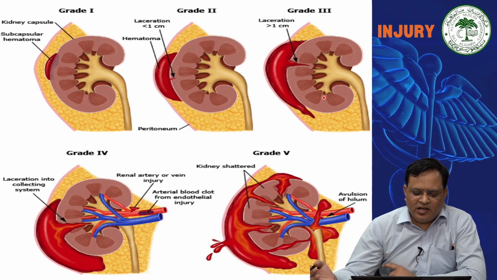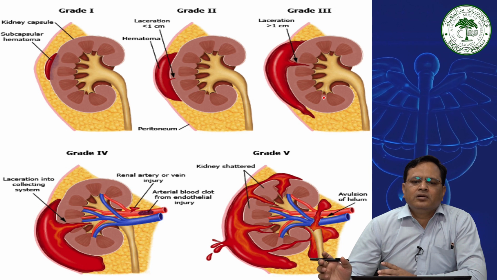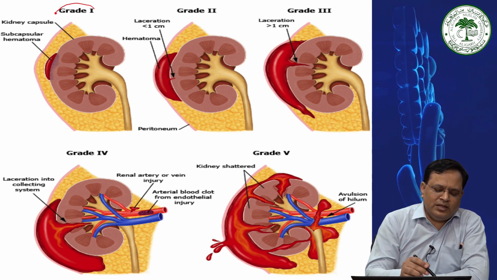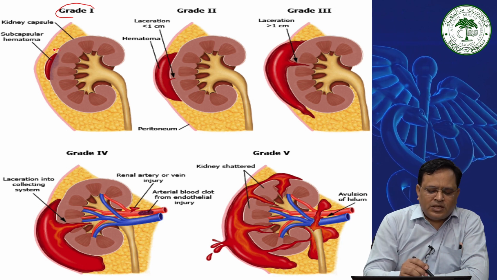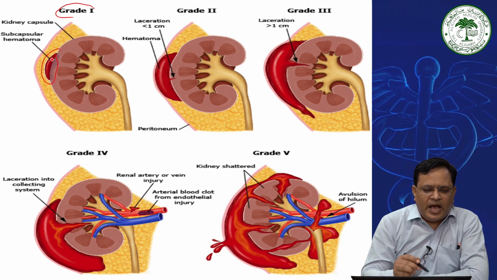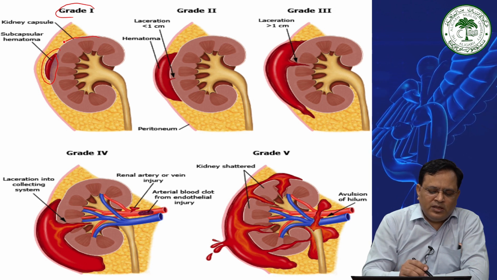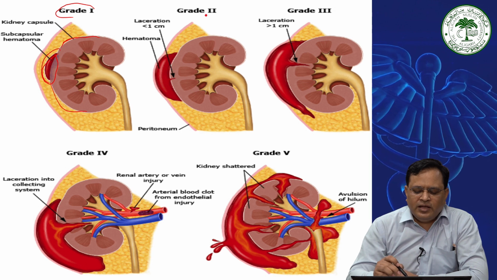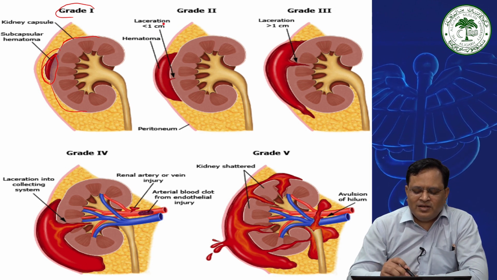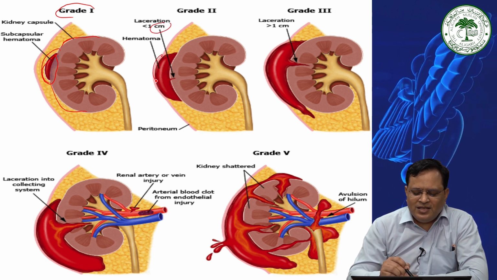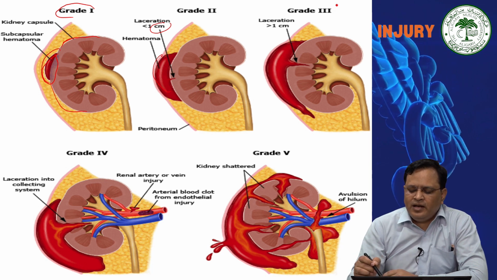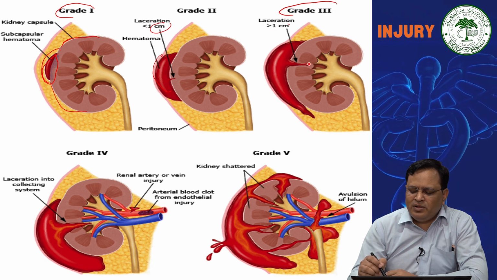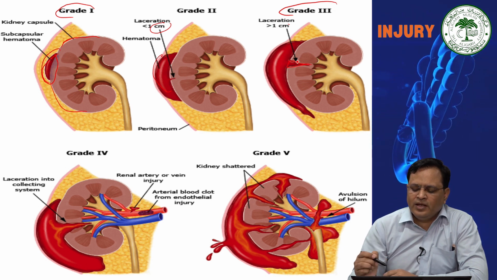This is one of the surgical classifications of injury to the kidney. Grade 1, the kidney capsule is intact. Subcapsular hematoma means it is within the capsule. This is the capsule of the kidney, so it is within the capsule. And then grade 2 laceration, it is less than 1 centimeter. The hematoma has already enlarged. Then grade 3, lacerations greater than 1 centimeter.